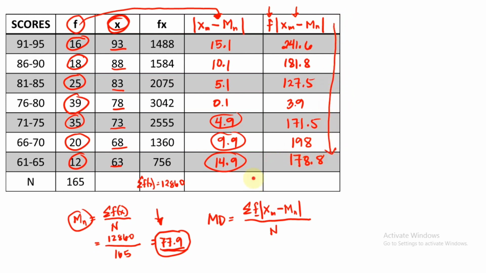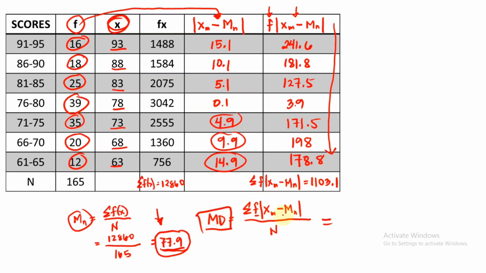Total sum, summation of f times the absolute value of x minus the value of the mean equals, pag i-add natin lahat ito, the result is 1,103.1. So that is the result of the total sum of f times the absolute value of the midpoint subtract the value of the mean. Then we need to distribute that to the given formula, ito, to find the mean deviation.